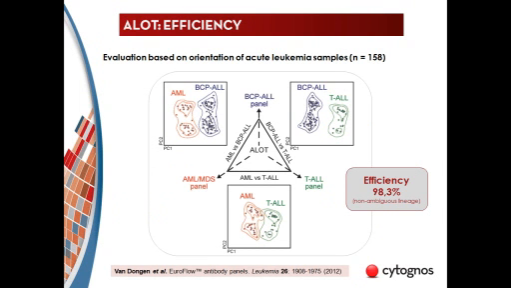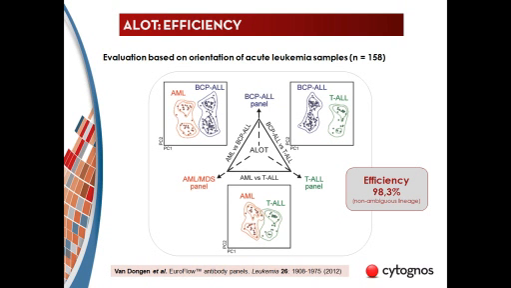The efficiency of the ALOT to discriminate if your acute leukemia is T, B, or myeloid is 98.3%. The rest of the percentage, the 1.7, is for the ambiguous lineage, when we have some mixed phenotype acute leukemias. But for the B, T, and myeloid, the efficiency is 98.3. So we are going to be completely sure that applying our ALOT, we are going to discriminate the lineage of our leukemia.